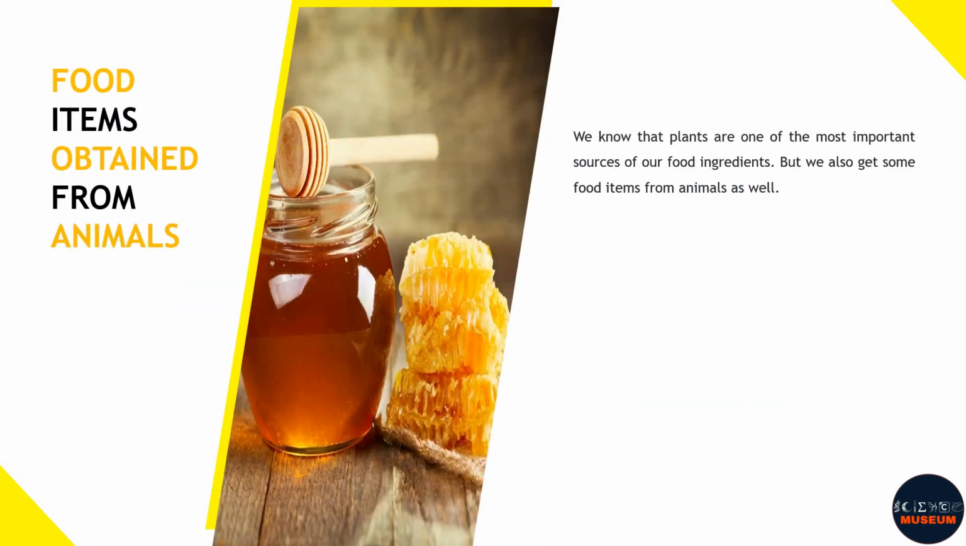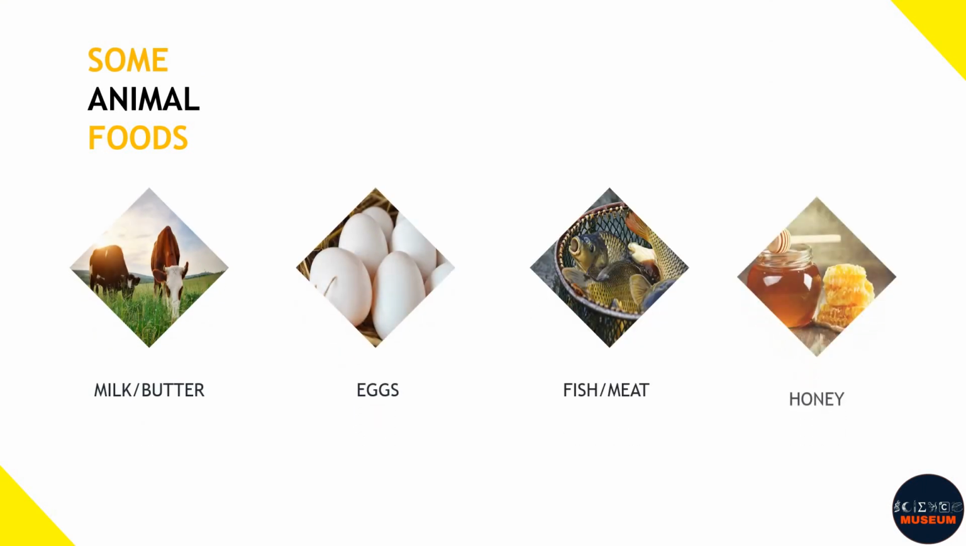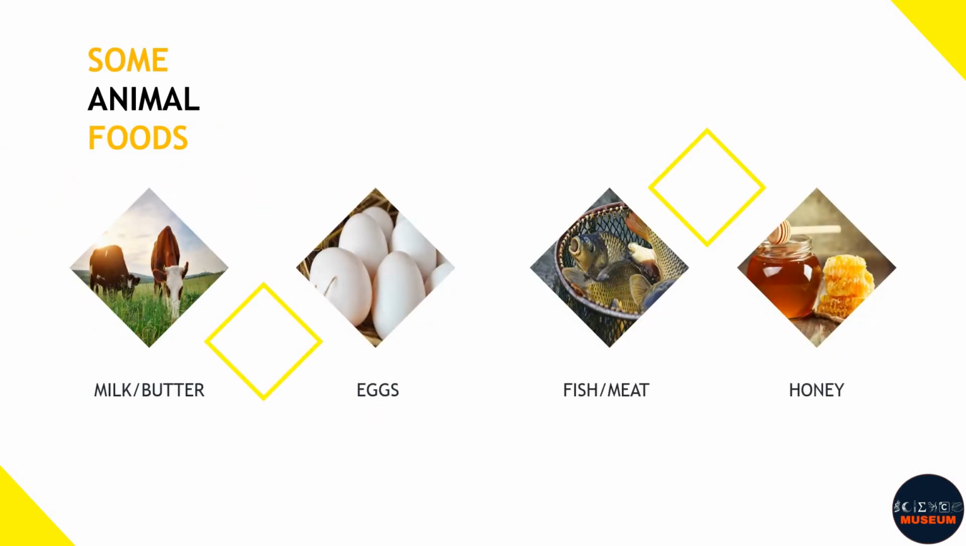So students, the second main source of our food items is animals. We get many of our food items from animals as well. So let's take a look at the different food items that we get from animals. Here are some examples of animal foods. Milk and butter. We get milk from animals such as cow, buffalo, goat and sheep. Some other milk products are curd, cheese, butter and ghee. These we get from animals.